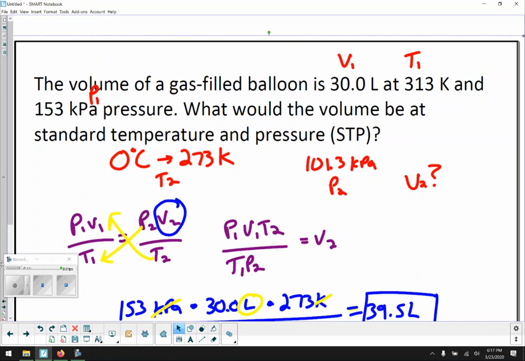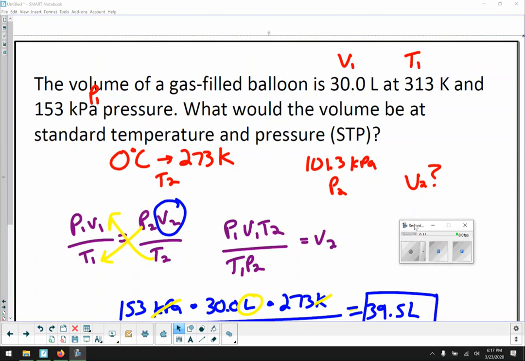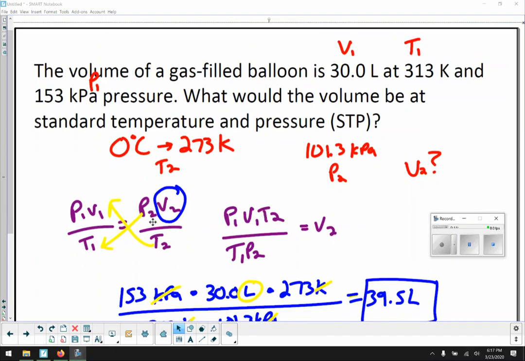Finally, last one is a combined gas law problem. So nothing is constant except for the number of particles. The particles are enclosed, but volume, temperature, and pressure are all changing.